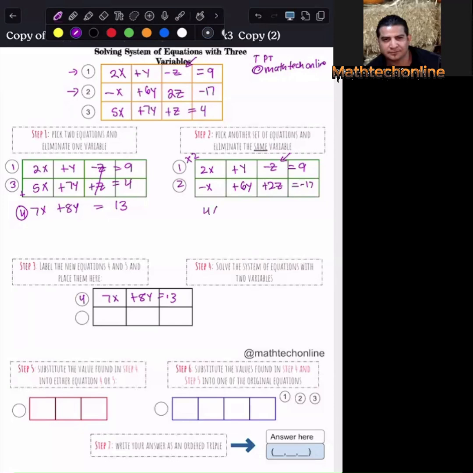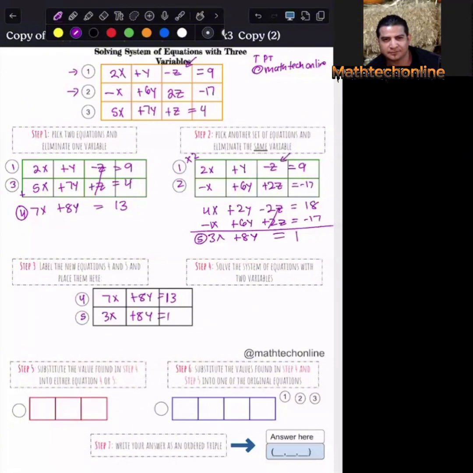I'll rewrite the equation by multiplying it by 2. 2 times 2 is 4x, 2 times y is 2y, 2 times negative 1 is negative 2z, 2 times 9 is 18. Then I'm going to add them vertically. 4 minus 1 is 3. 6 plus 2 is 8. The z cancels out. 18 minus 17 is 1. I will call this equation 5, and I will rewrite it here: 3x plus 8y equals 1.